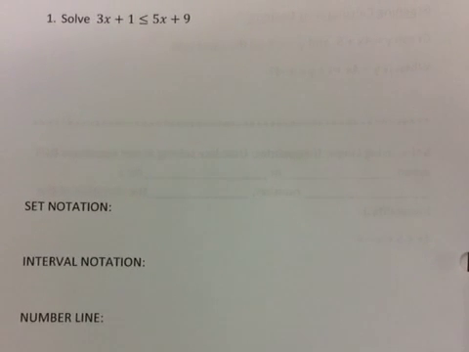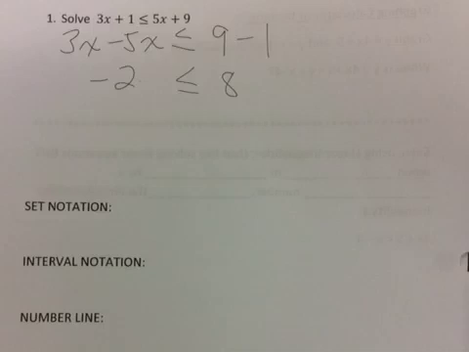Okay, so you have 3x plus 1 is less than or equal to 5x plus 9. So let's get all the x's on the left side. So let's just put 3x minus 5x. And then the 1 moves over to the other side and becomes a negative 1. So now we have 8, and this is negative 2x.